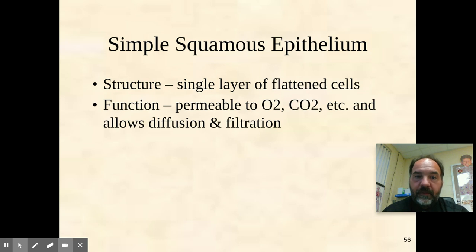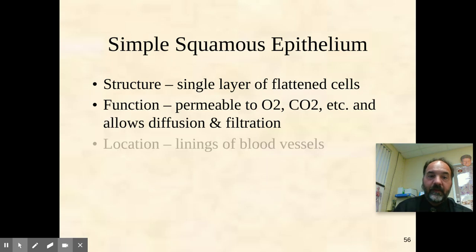Okay. The structure of simple squamous is a single layer of very thin, very flat cells. And its function is to allow for diffusion in the lungs and filtration in the kidneys. When you are doing your slides, be sure that you specify diffusion in the lungs and filtration in the kidneys. Okay? In the lungs, those cells are permeable to oxygen and carbon dioxide, where gas exchange is occurring. And in the kidney, where blood is being filtered and urine is being produced.